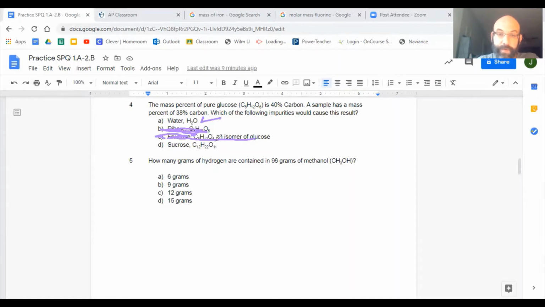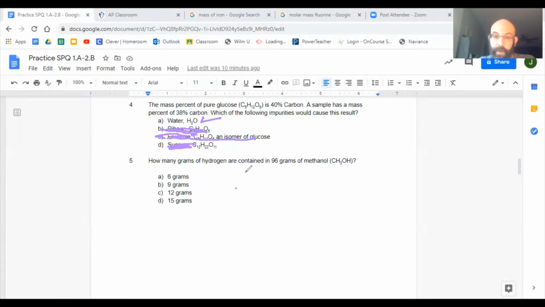All right, sucrose. Sucrose actually has more carbon in it. And if we look at the other two numbers, they also increased, but the ratio increased less than 2-fold. If there was excess sucrose, our percent would actually be greater than 40 because sucrose has a percent mass of carbon larger than 40%. So sucrose also doesn't work since our percent went down, so it must be water, and that's why it went down. Right? And even this one right here, how many grams of hydrogen are contained in 96 grams of methanol?